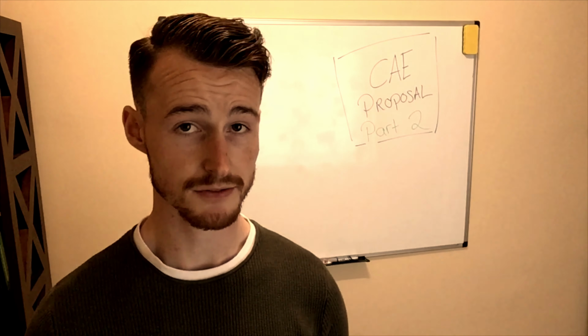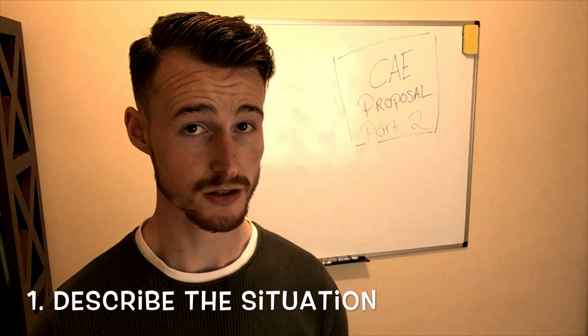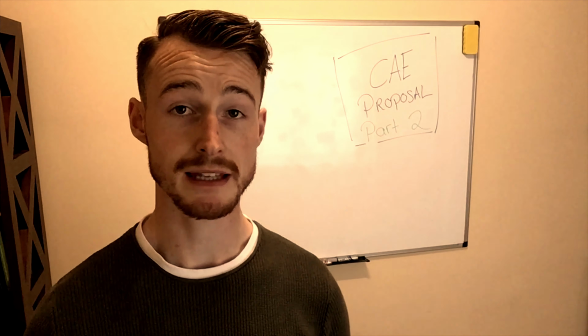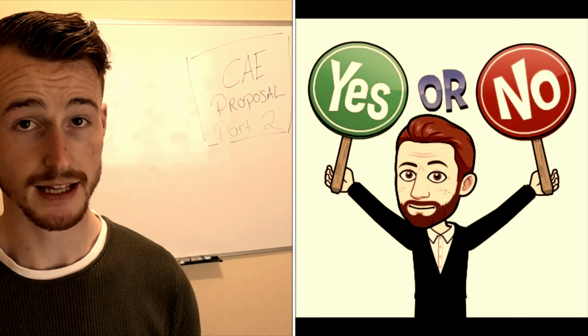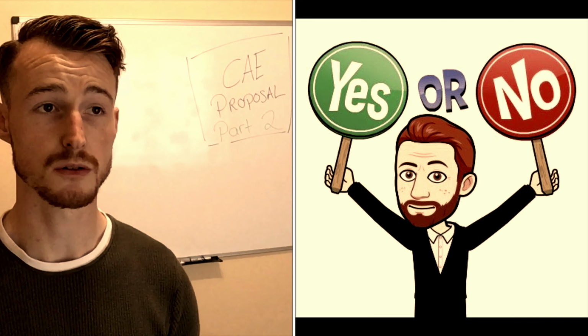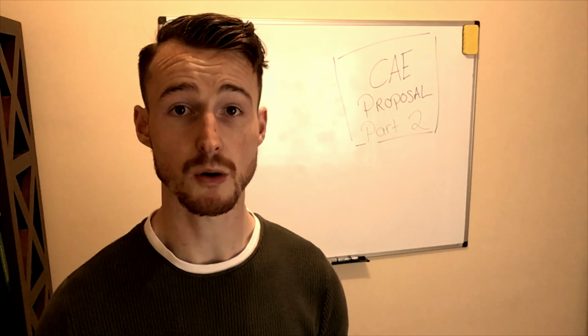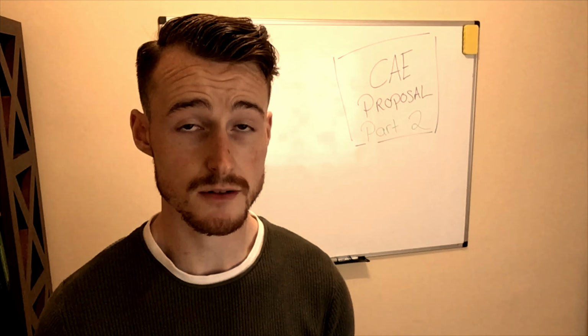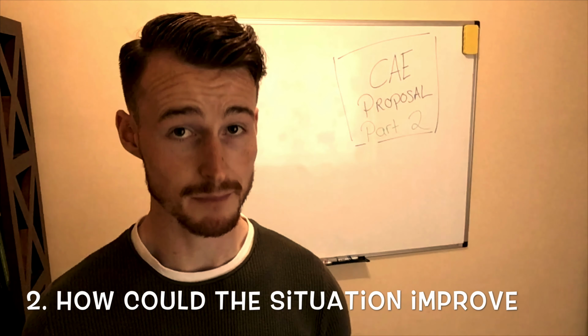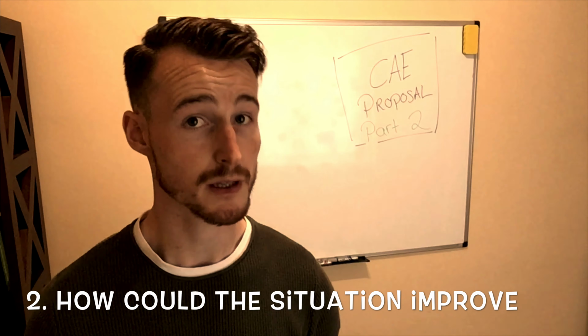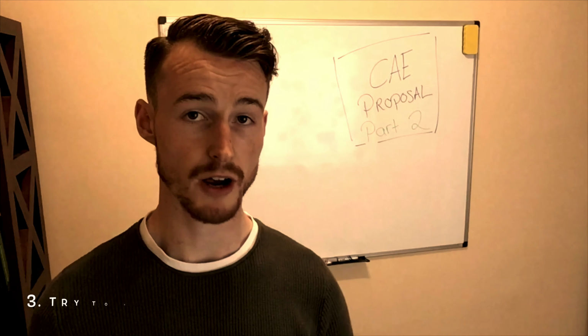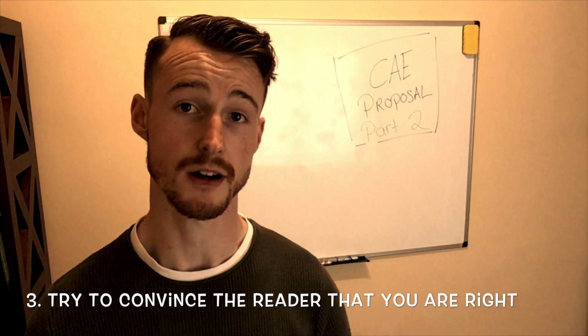So the three things we have to do. 1, describe the situation, and here you can maybe include some questionnaires or surveys that you have carried out to members of the organisation or employees or students. 2, say how you think it could be better. How could the situation be improved? And 3, try to convince somebody that you are right.